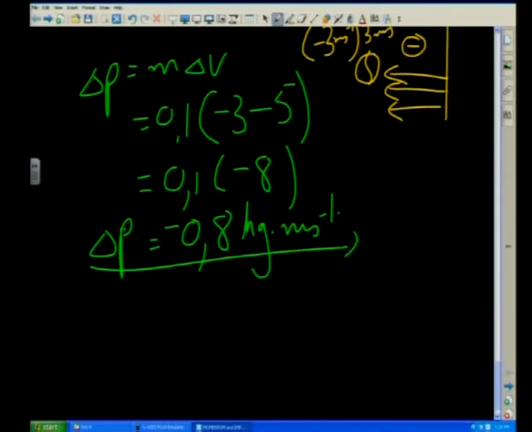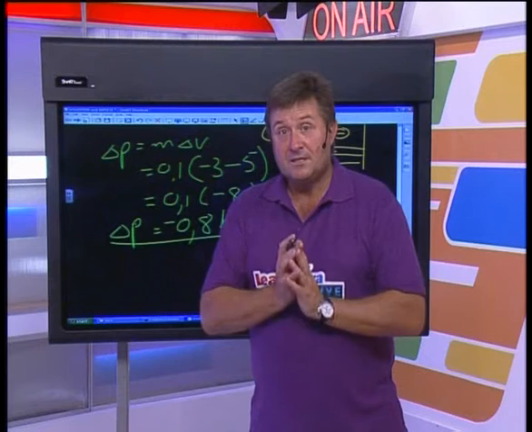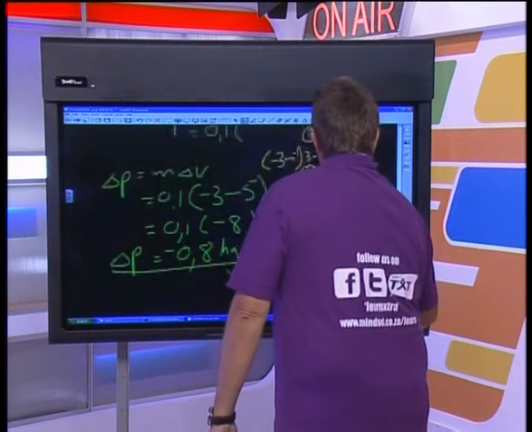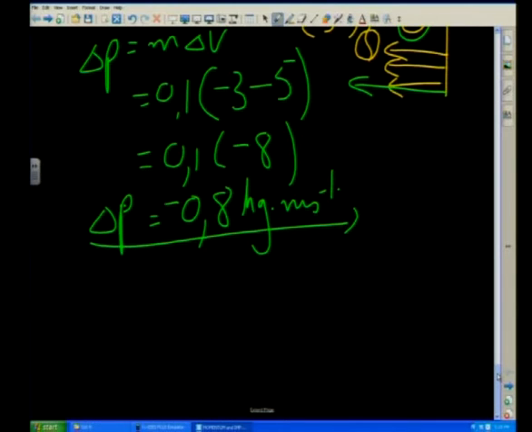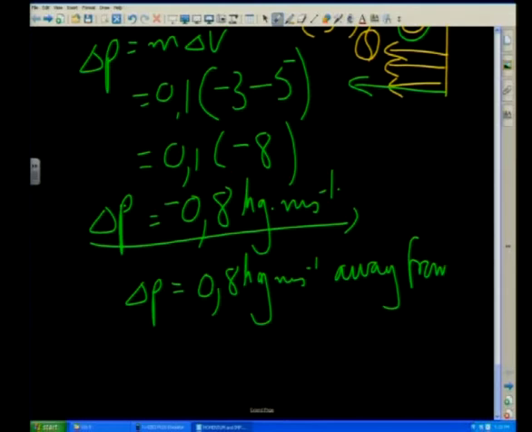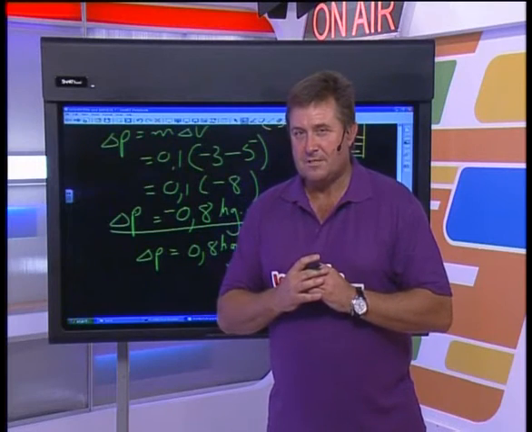Notice we get a negative answer. And the crucial thing here, guys, is we've got a negative answer. We have to interpret it. Remember what we had over here? In which direction was negative? It was to the left. So therefore, we are going to have to say delta P is equal to 0.8 kilogram meter per second away from the wall. Away from the wall, which, remember, guys, is to the left, because my sign has been interpreted here. Very important that we do it.